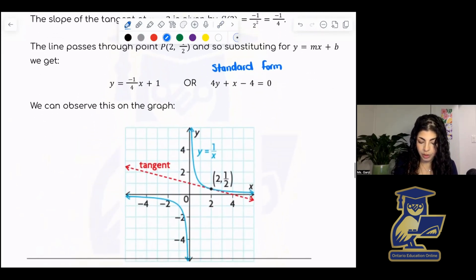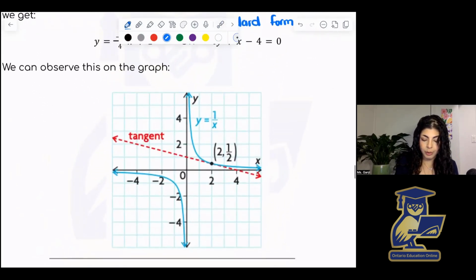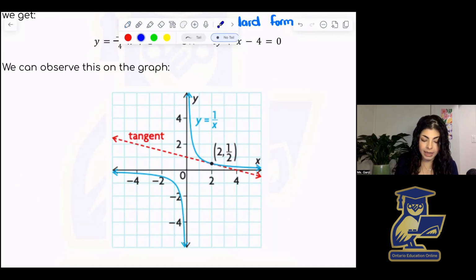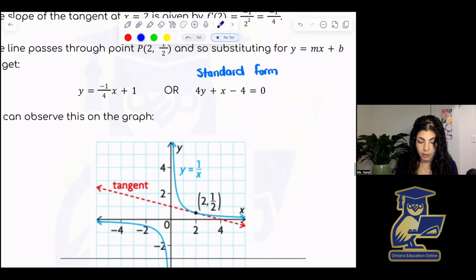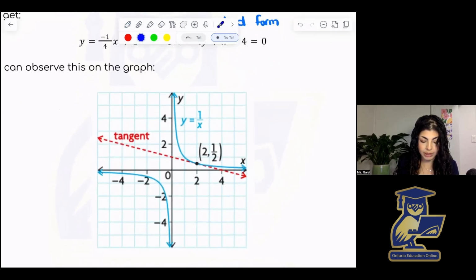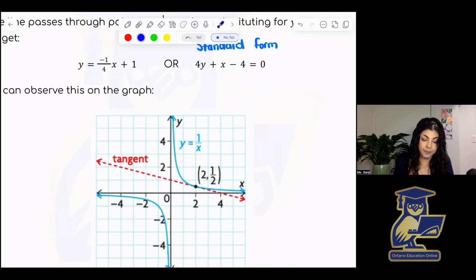And now, looking at our graph, in blue we have our original function y equals 1 over x, and this is the point we were looking at, (2, 0.5), and this is now the tangent. We can see it has a negative slope, so it's decreasing. It has a slope of negative 1 over 4, so the rise would be 1 and the run 4. And it has that intercept at plus 1. And we can see that is the tangent to the curve at the point (2, 0.5).